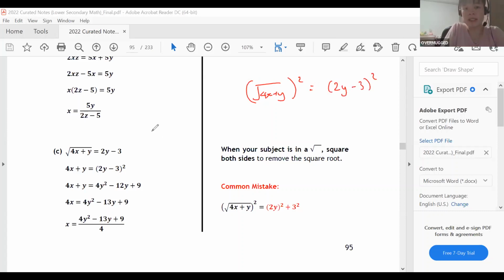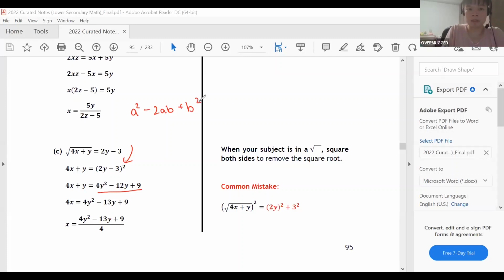Common mistake is that students will just square the 2y, so I get 4y squared and then minus 3 squared, I get minus 9. Common mistake. You have to square everything inside the bracket. This bracket is very important because you will arrive at a different answer. After you square that, this is actually your algebra special identity for expansion. This gives you the a squared minus 2ab plus b squared variation.